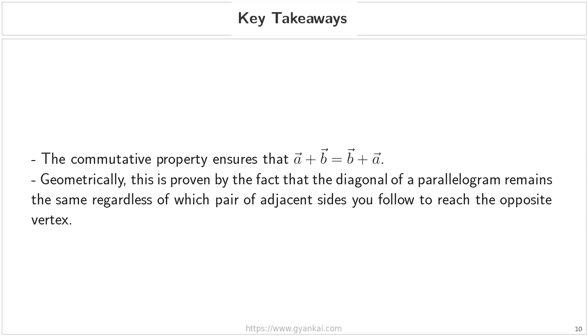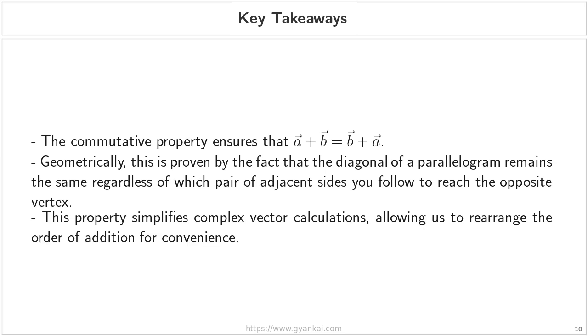We demonstrated that this property holds true because the diagonal of a parallelogram remains the same, regardless of whether you follow the path from the first pair of adjacent sides or the second pair to reach the opposite vertex. Whether you travel A then B or B then A, you always land at the same destination.